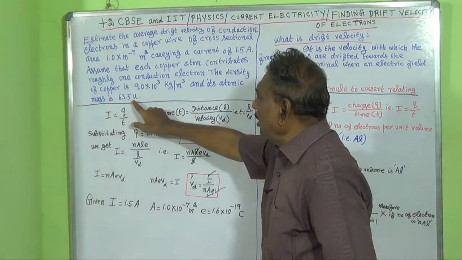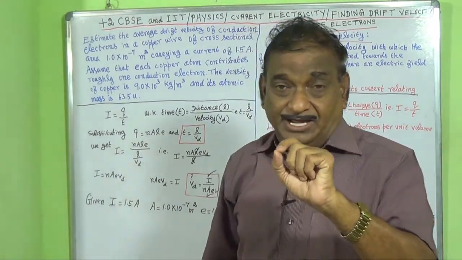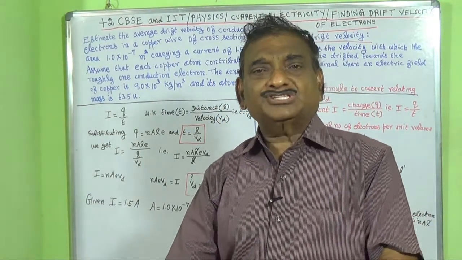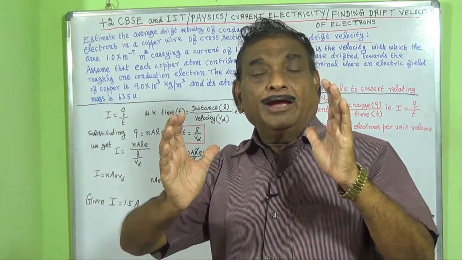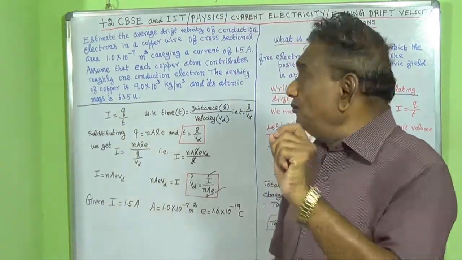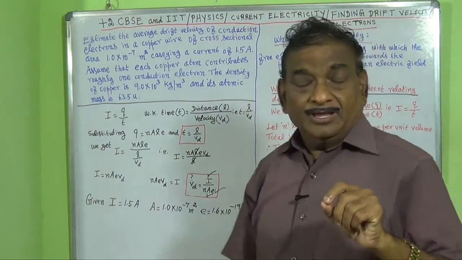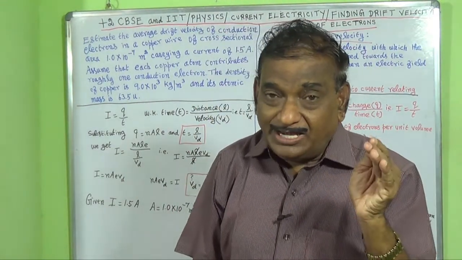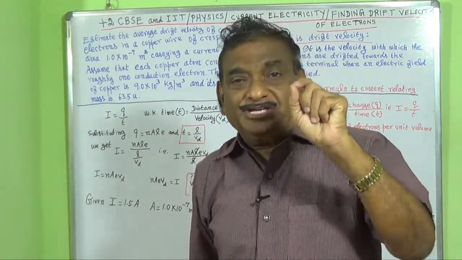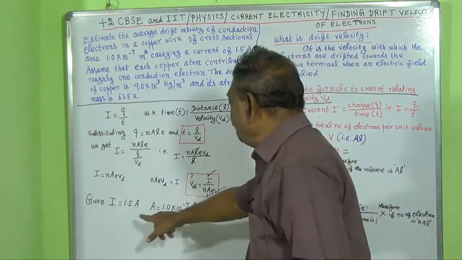63.5 atomic mass unit. In the sum, it is stated that a copper wire has been taken. The cross-sectional area of the copper wire is given as 1 into 10 to the power of -7 meter square. It is also stated that the current flowing through the copper wire taken is 1.5 ampere.